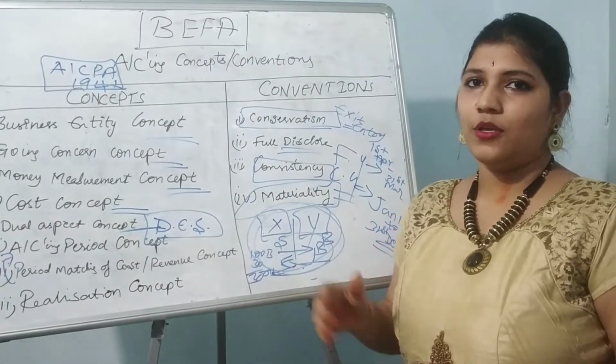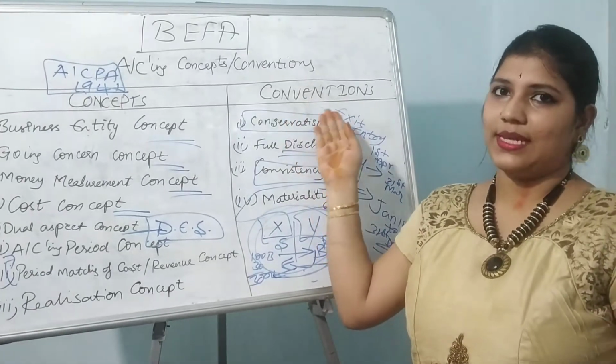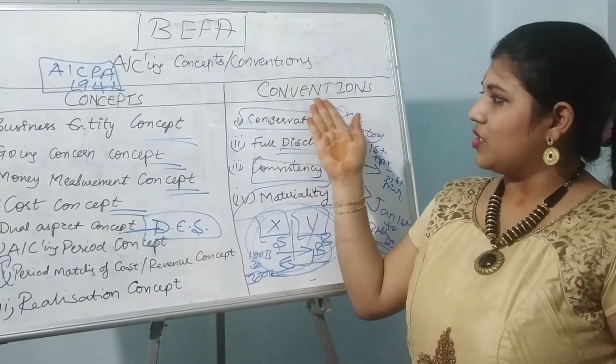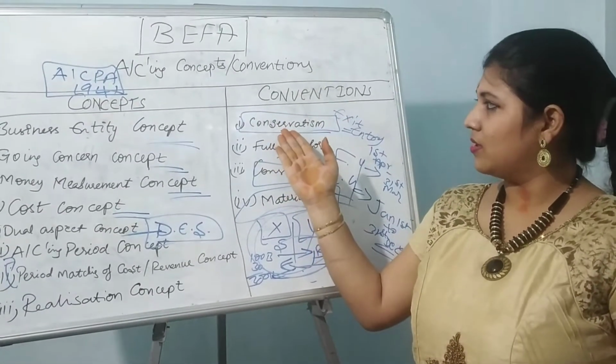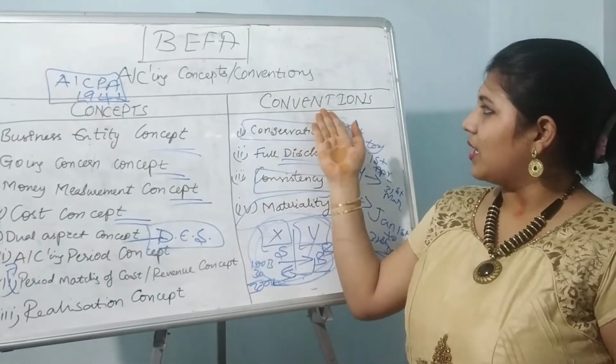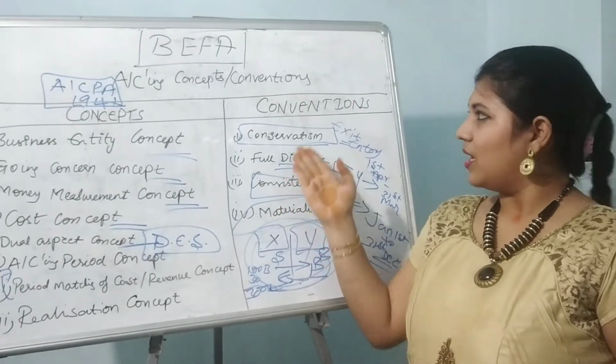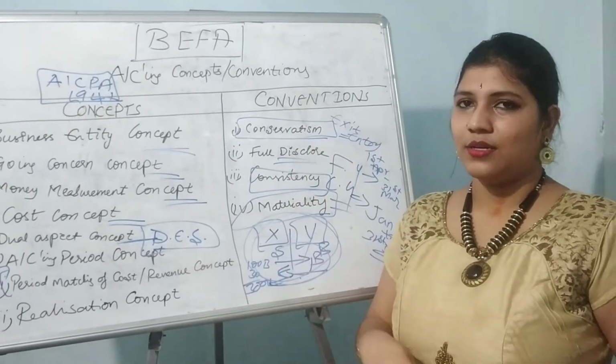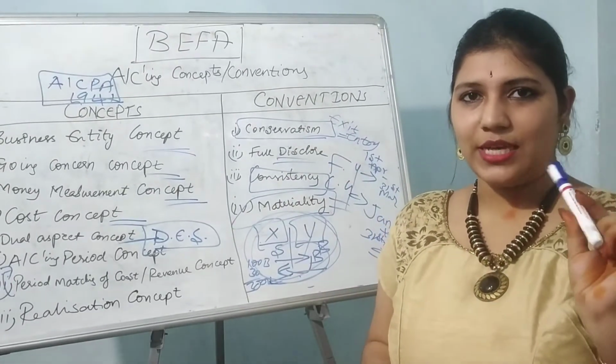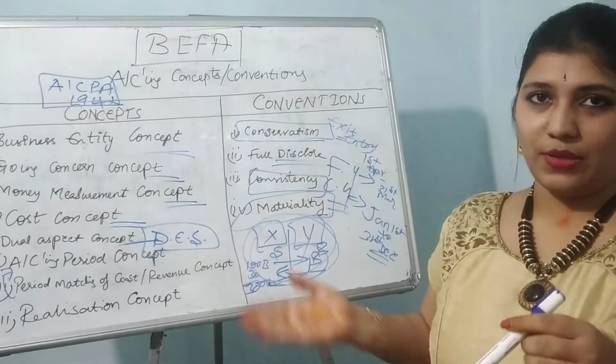So I hope you are clear. And what are the conventions? Let's revise it once again. Convention of conservatism, convention of full disclosure, convention of consistency, convention of materiality. Now I hope you understood the examples which I gave for each and every point.